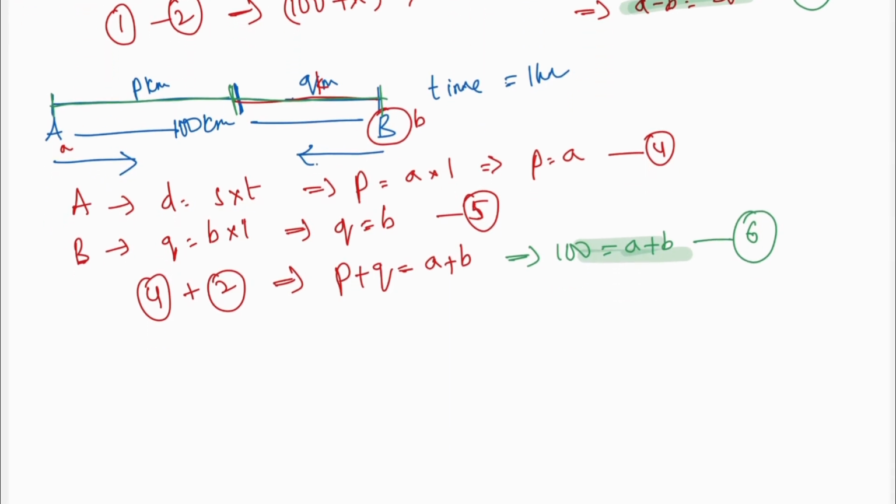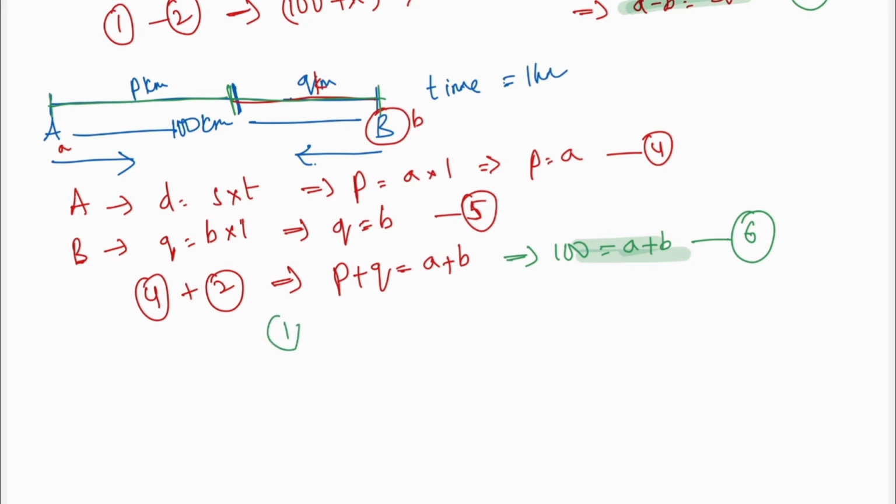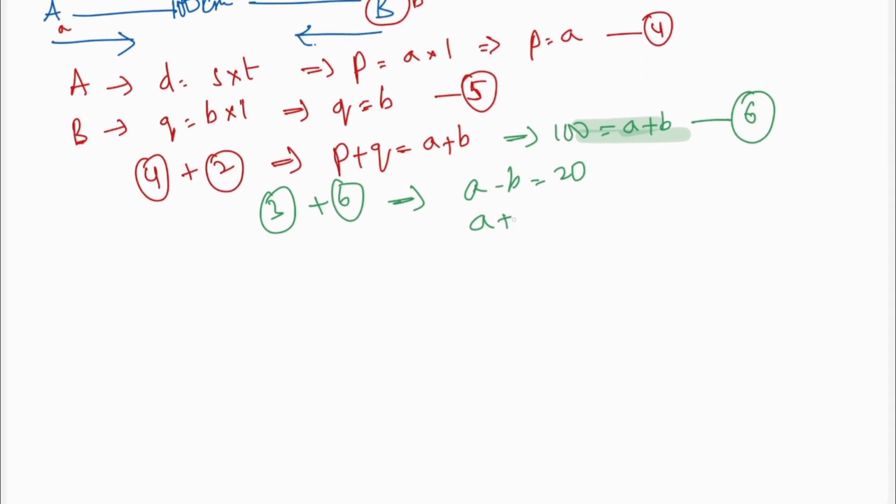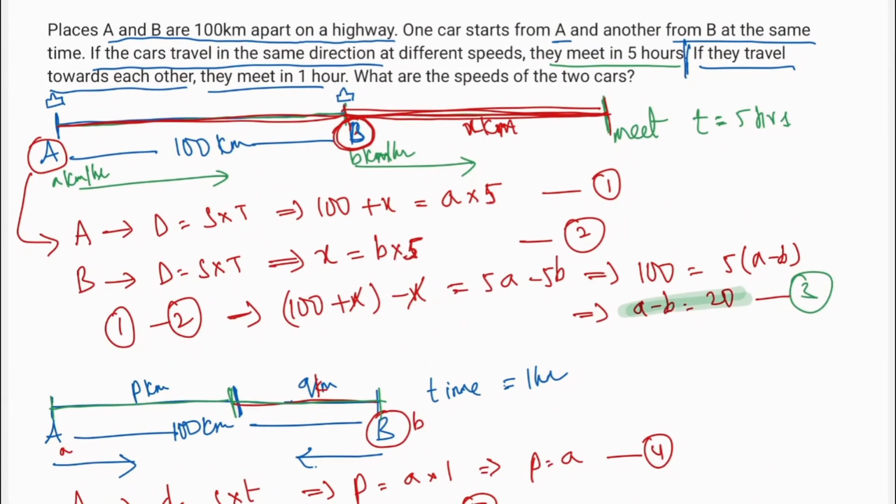Now we will add these two equations, third equation plus sixth equation. We are using the elimination method here. a - b = 20 and a + b = 100. Adding, a + a is 2a, and - b and + b get cancelled, equal to 120. You will get a = 120/2, which is 60. With 60 kilometers per hour, one car started from A.